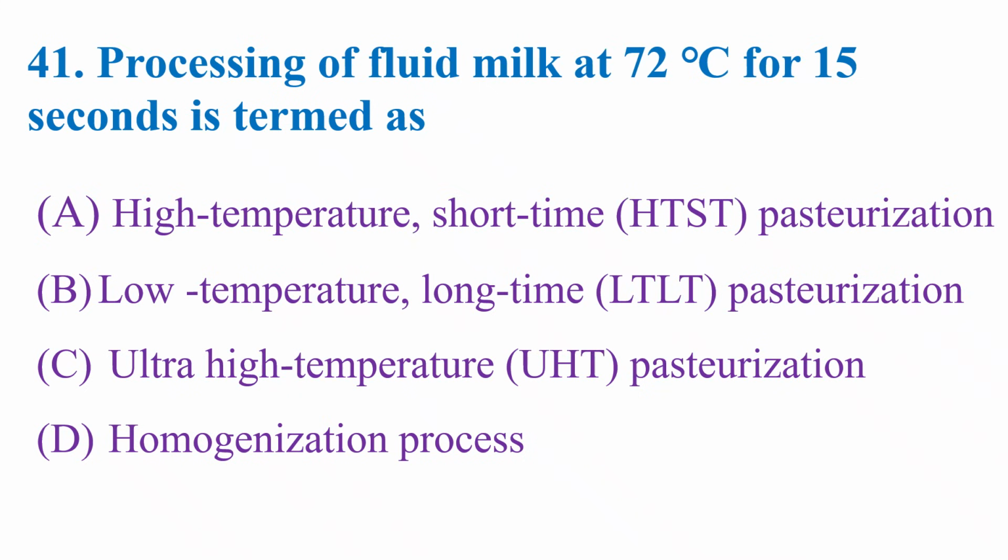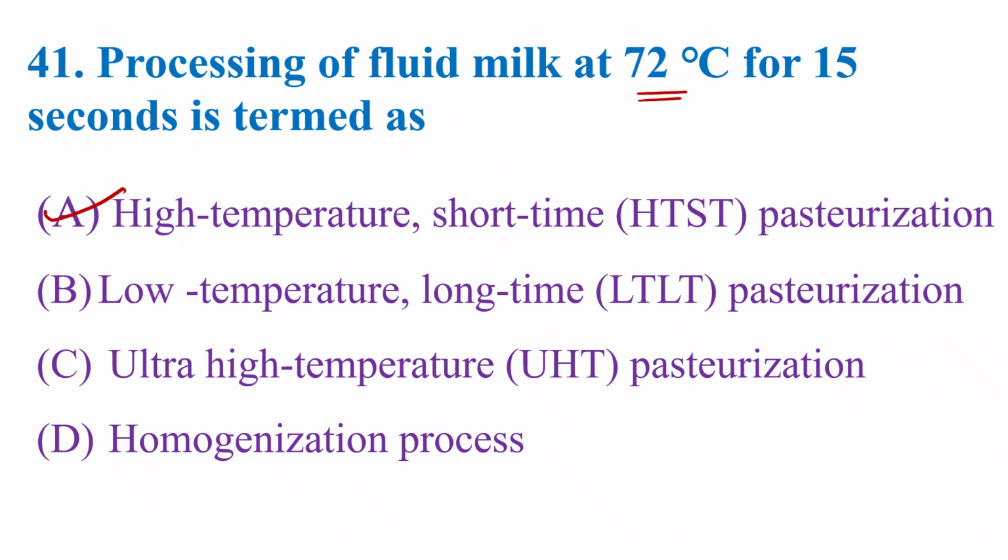The processing of fluid milk at 72 degrees Celsius for 15 seconds is termed as high temperature short time HTST, LTLT, that is low temperature long time, ultra high temperature UHT, or homogenization process. Correct option is A, that is HTST.